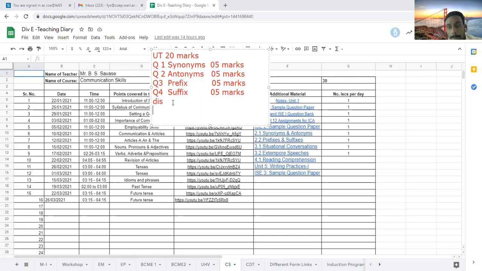Okay? Got it or not? Okay, sir. Is there anyone who doesn't know about unit test 2 or has questions, doubts, queries? Okay. So there is no response. It means that everyone has got it clear.